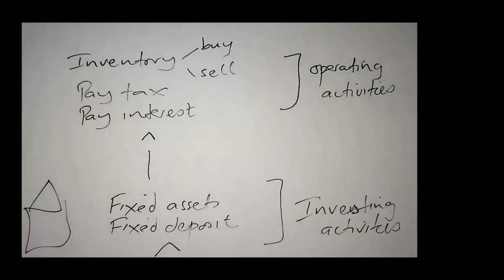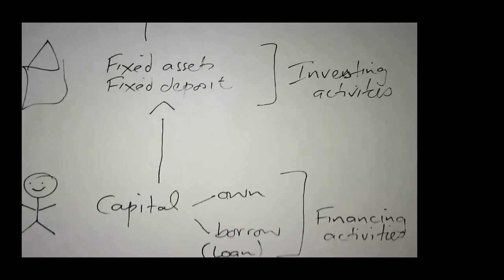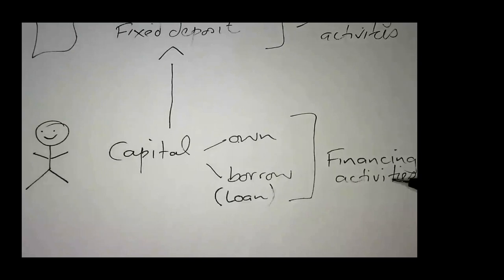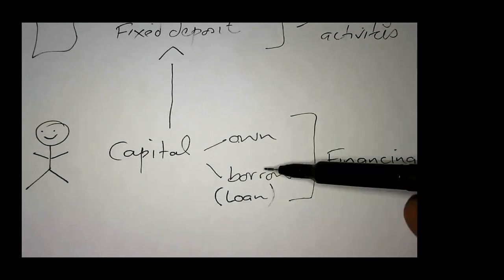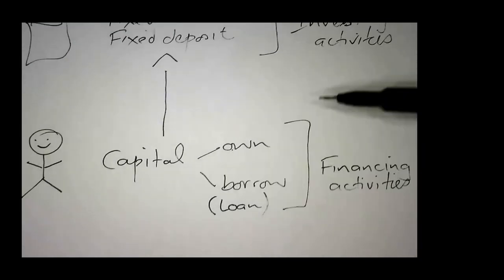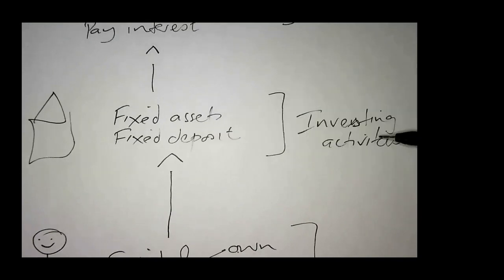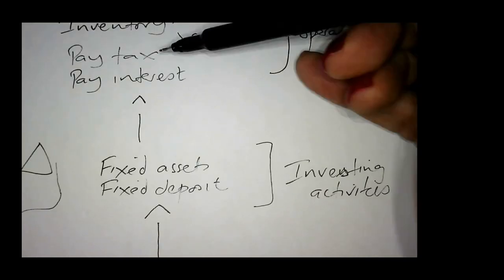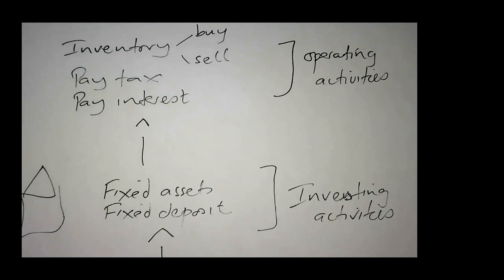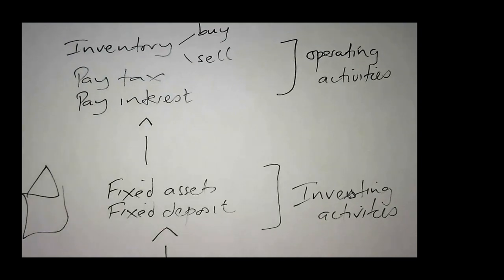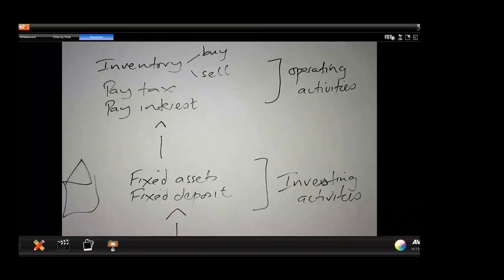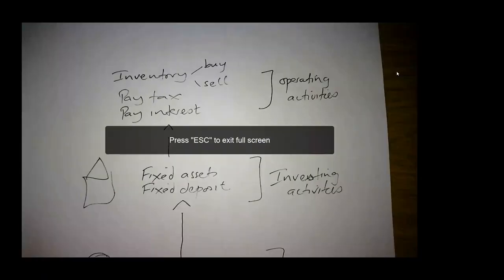So this is basically what happens in a business. The owner finances his business through capital, owner or borrowed. Then he buys fixed assets and then he trades, he operates. So let's turn that over into our business. Let's just see how this works with a company.